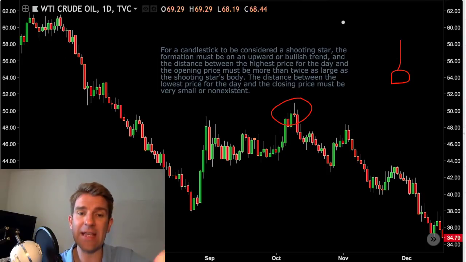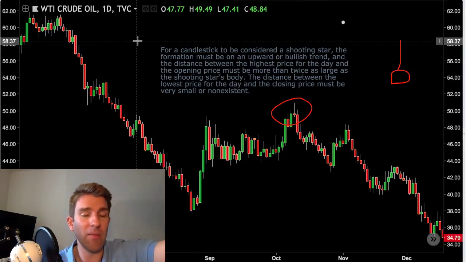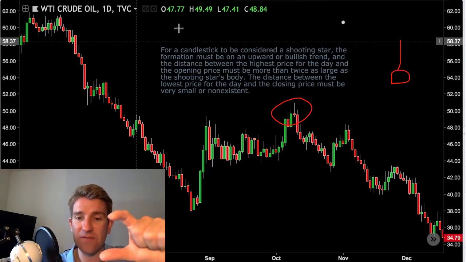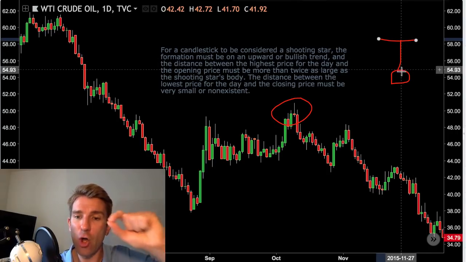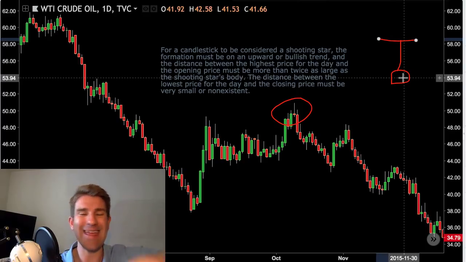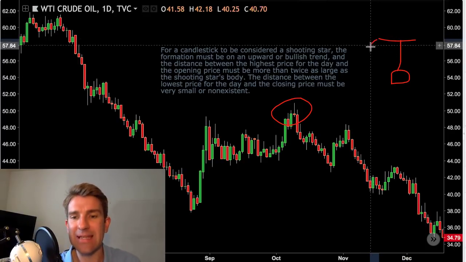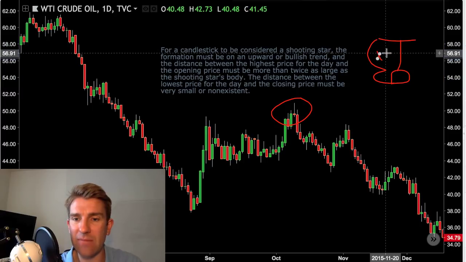The official line is this. For the candlestick to be considered a shooting star, the formation must be on an upward or bullish trend, so it's at the top of the market. You don't get it in the middle of a range, you don't get it at the bottom, it's at the top. The distance between the highest price for the day, i.e. this part here, the high, and the opening price must be more than twice as large as the shooting star's body. In other words, put it into layman's terms, this bit here has got to be 2 times this bit here, okay?